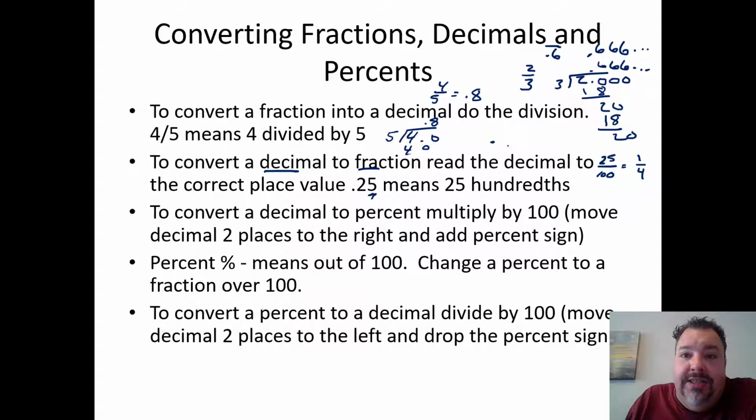1/4. This also works if it's like 0.4. Okay, 0.4, that's not the correct way. The correct way to read this is 4/10. And if we write this as 4/10 and then reduce, we would get 2/5.